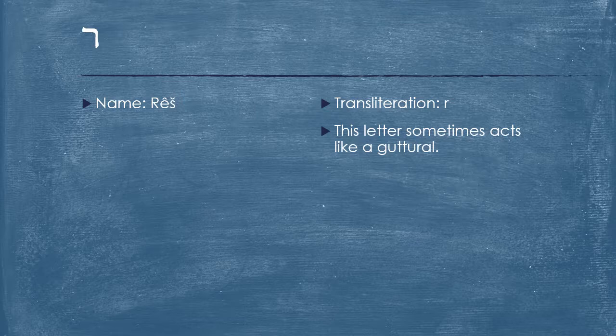Next letter we come to is resh. The resh makes an R sound, and the resh is kind of unique. It sometimes acts like a guttural, and yet sometimes it does not take on the same properties as a guttural. We will come to understand that a little bit later down the road.